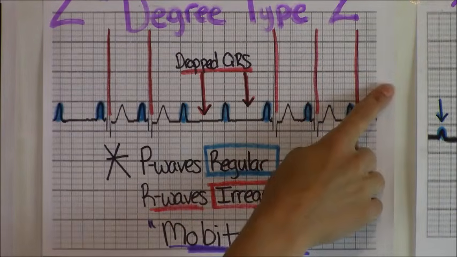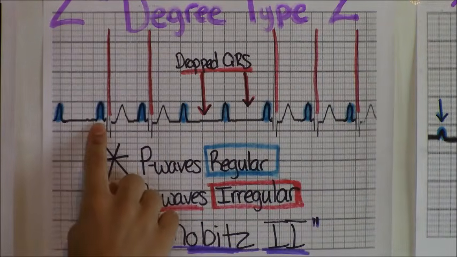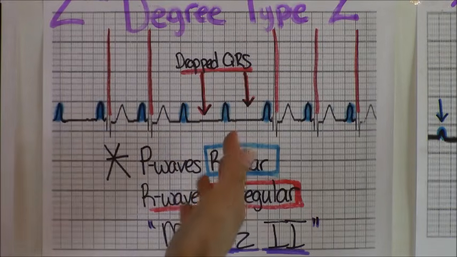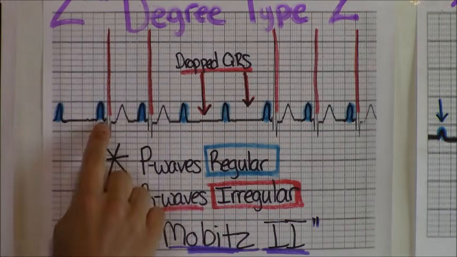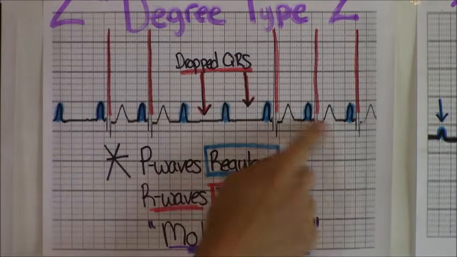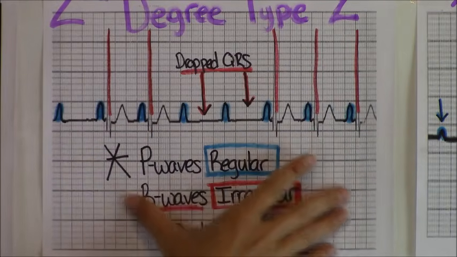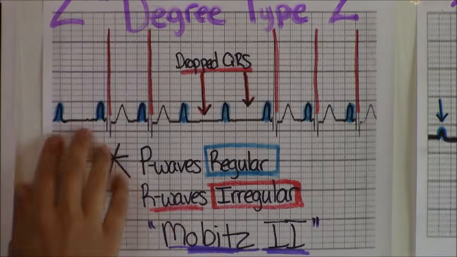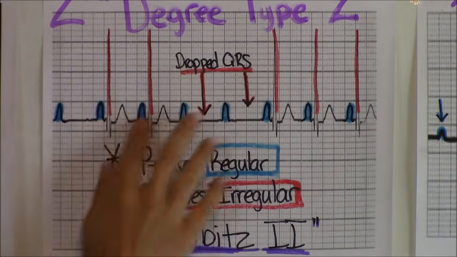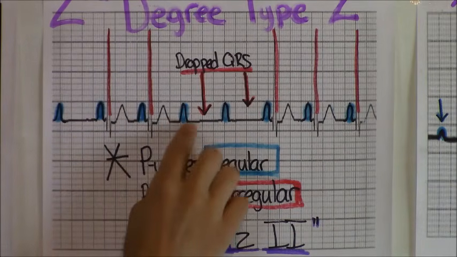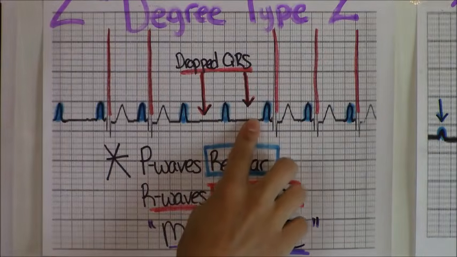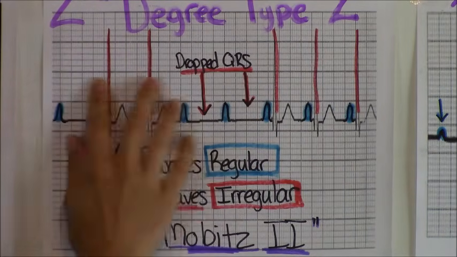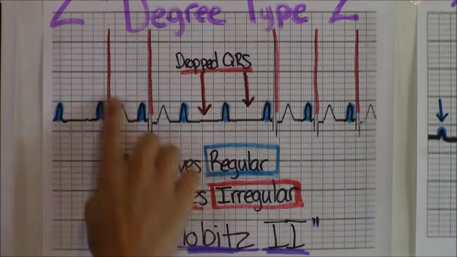Now, the PR interval. Typically in a second degree type 2, the PR interval can be normal. And as you can see with this, it is normal. So it can be normal, it doesn't have to be abnormal. So the big thing you need to take away from this is that all of a sudden you're going to have PQRSs beating along, and then all of a sudden you're going to drop your QRS complex, and it's going to have regular P waves and abnormal irregular R waves.